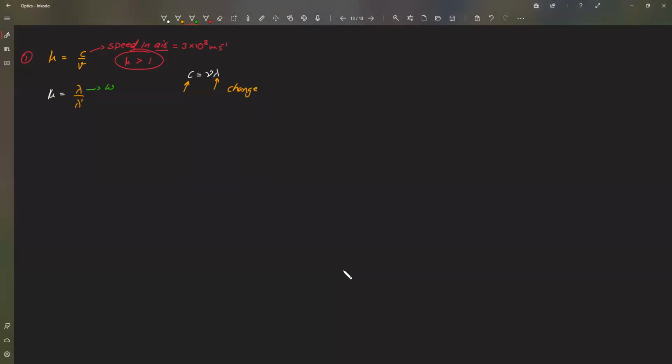It is the wavelength in the first medium, or air. If it is absolute, then it is air, right? So that is mu. Next is Snell's law.